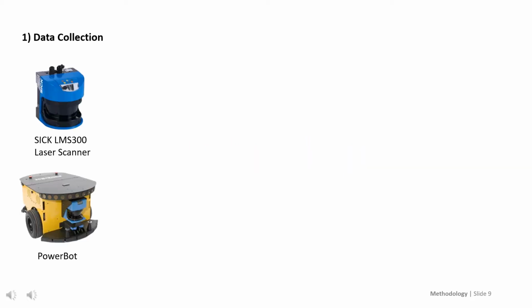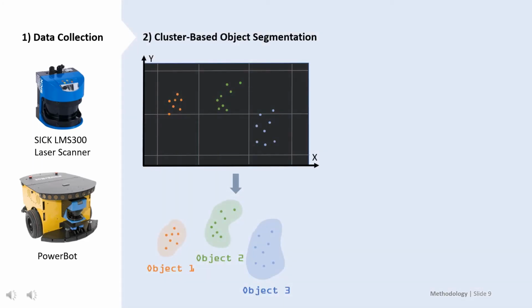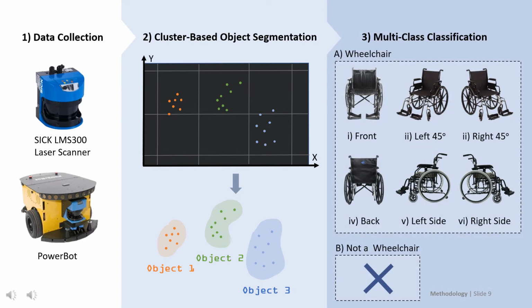Here, I'll explain the methodology behind detecting wheelchair orientations. To collect the data, I use a SICK LMS300 laser scanner mounted on board a PowerBot platform. Next, the data points are pre-processed in order to segment them into distinct objects. This is achieved using a clustering algorithm. After the list of objects have been identified, they would be passed into a two-stage classification algorithm.